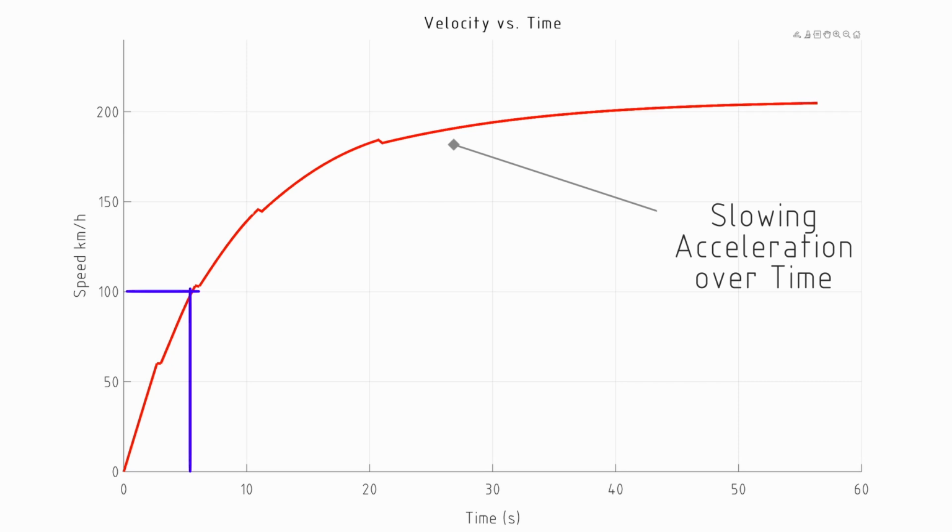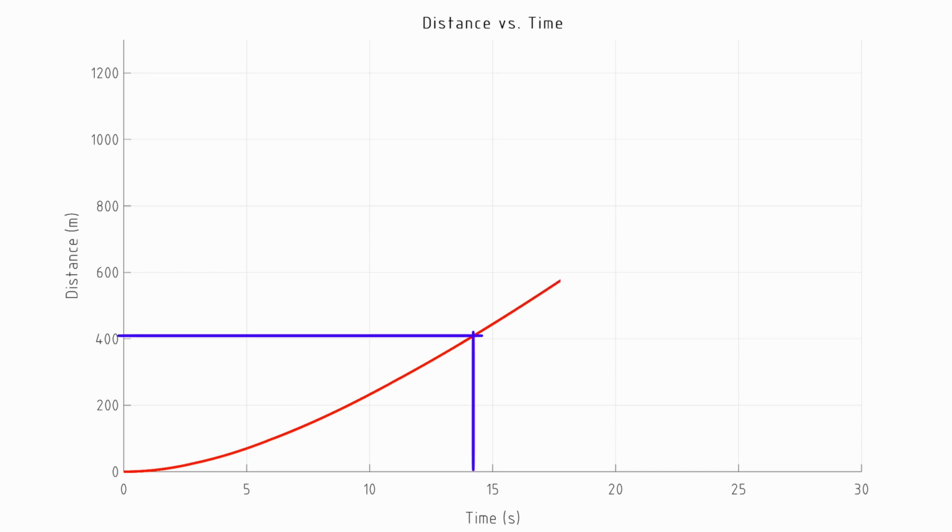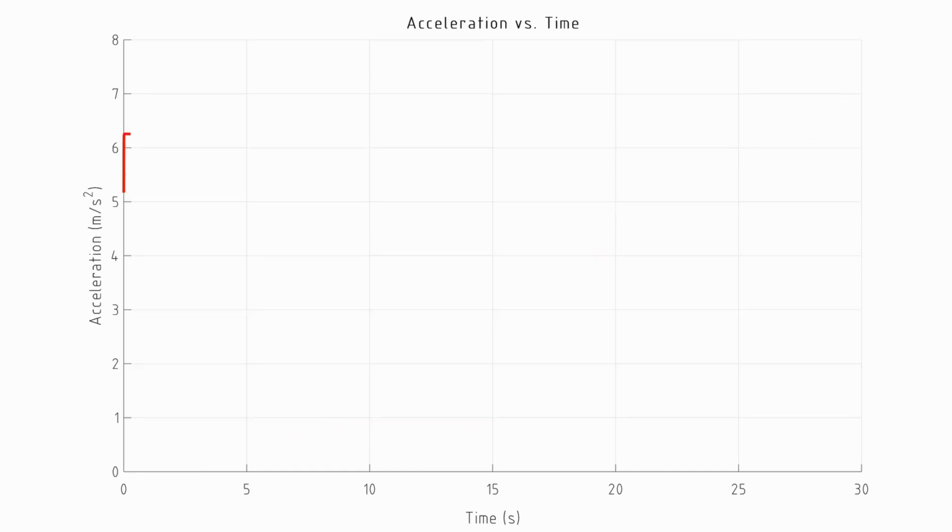We can also plot the distance versus time, and that'll help us determine how long it takes to travel a certain amount of distance. For example, if we wanted to know how long does it take this car to do a quarter mile. The other obvious result to look at would be acceleration versus time.